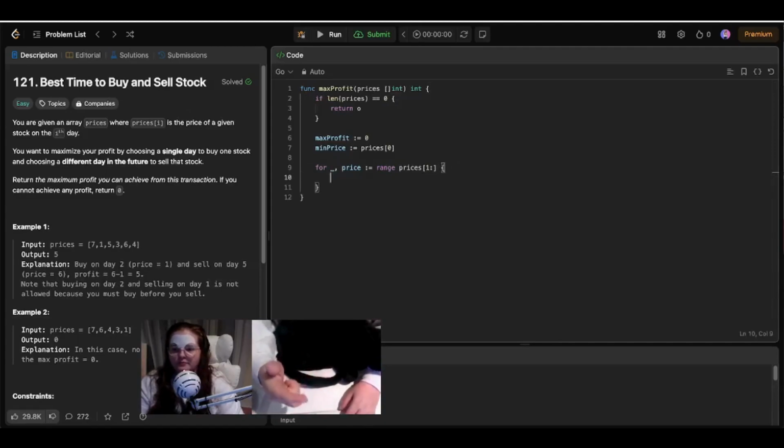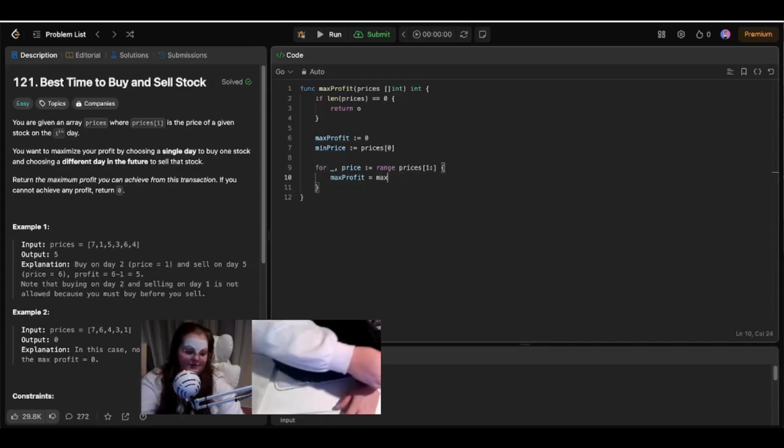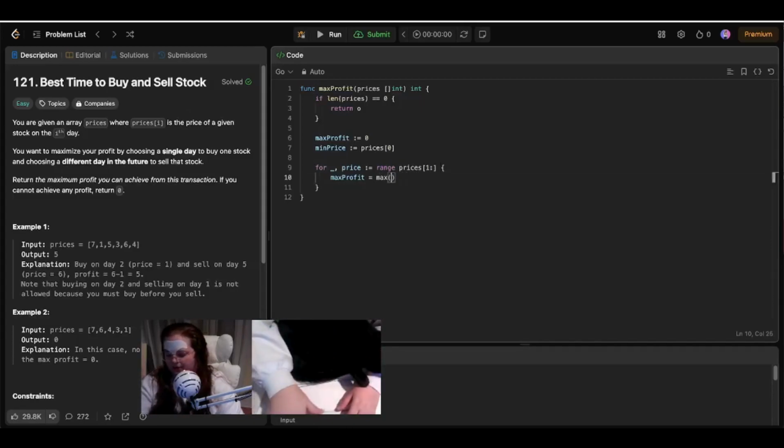So we're then going to say max profit, max profit. Max profit. Price, min price, and min price. Again, same logic as before.